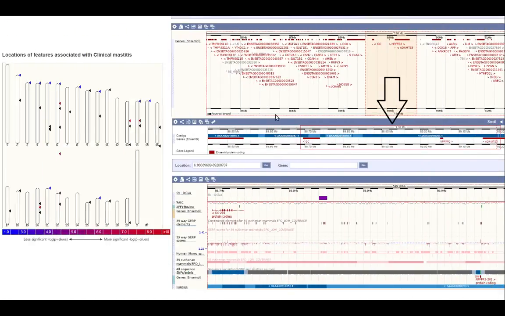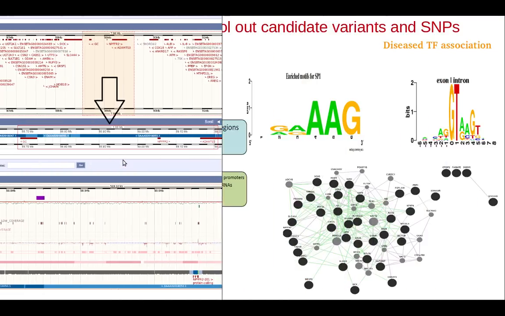In a genome browser such as Ensembl, if we key in clinical mastitis, we find this number of SNPs that are associated. The red means these are the most significant features, where the SNPs are underlying across these particular chromosomal loci.